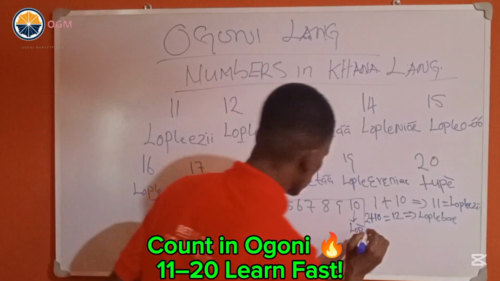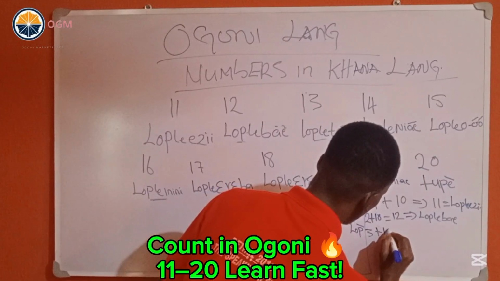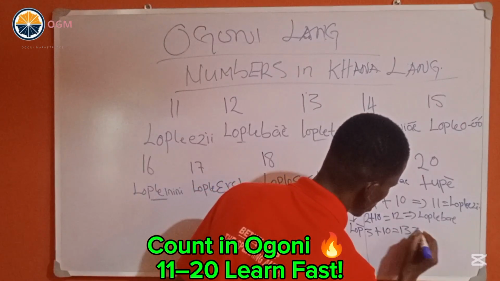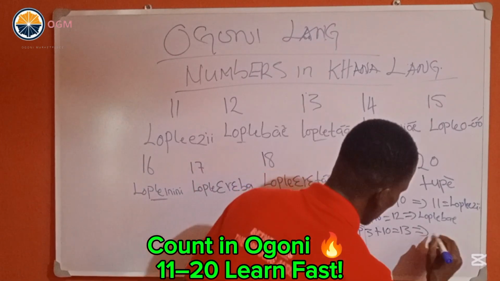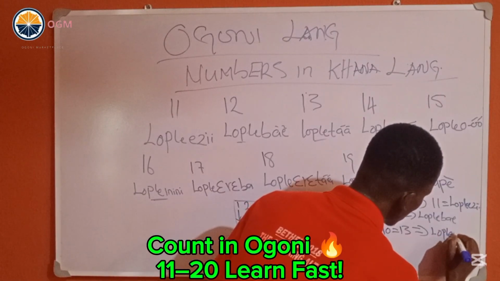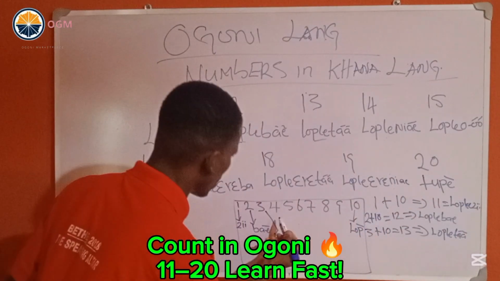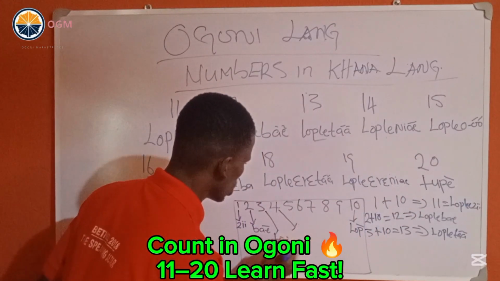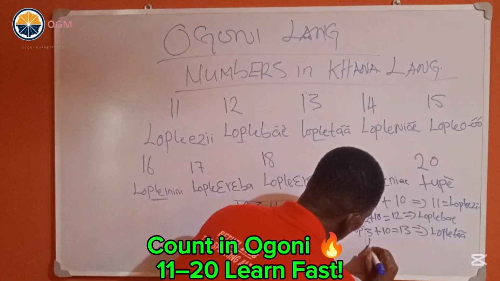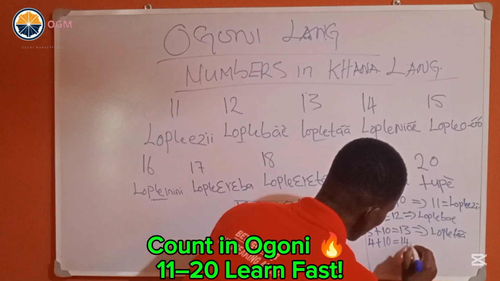So you add 3 plus 10, which will give you 13. That's in English. In Ogoni, it will give you Look letter. Then here we have 4, which is Nia. Here 4 plus 10 will give you 14 in English.